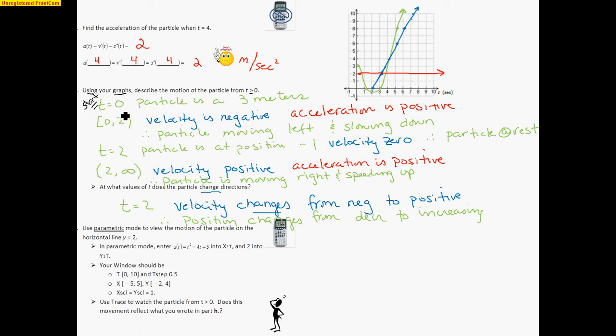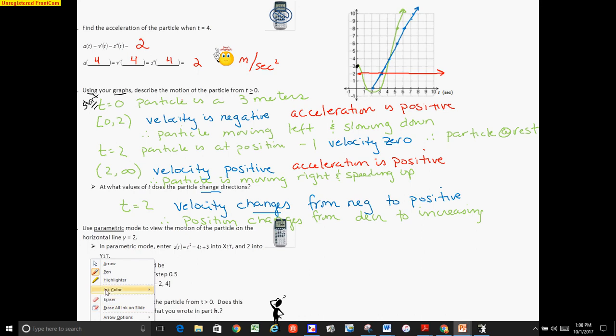The problem told me t was 0. The particle is at a position of 3 meters. I read that from the green graph. That was right here. The next thing that was happening was from 0 to 2. So from 0 to 2, the green graph is going down, right? Whoops, look at that, I didn't capture the blue graph here all the way down.